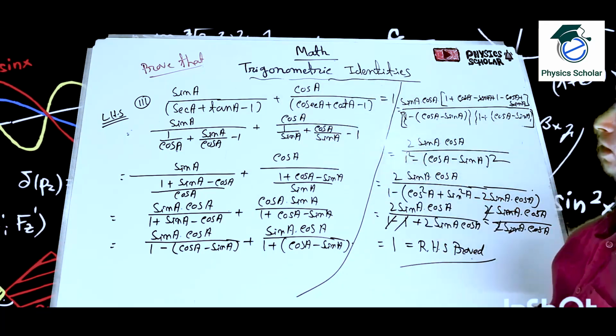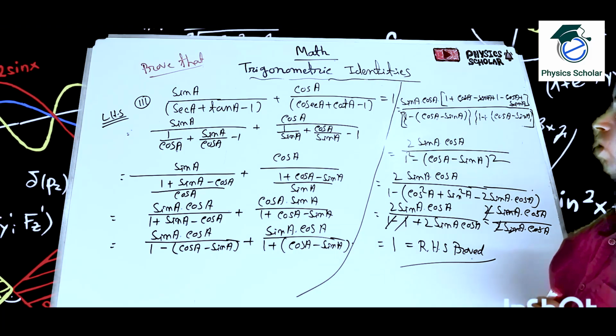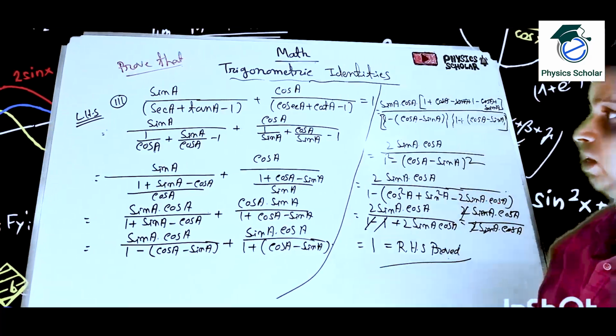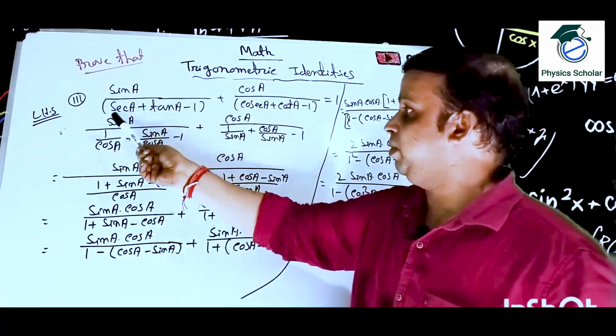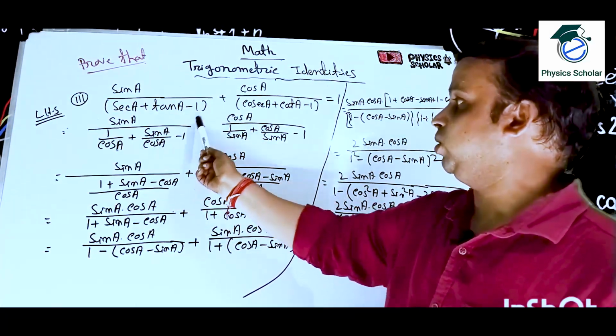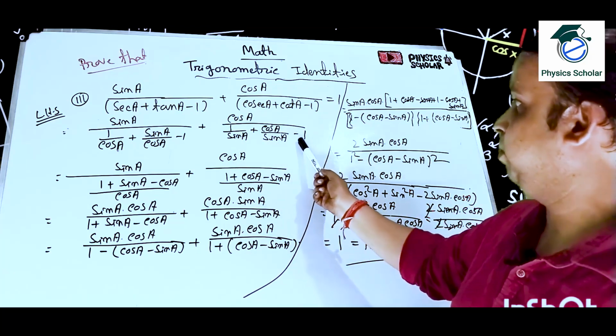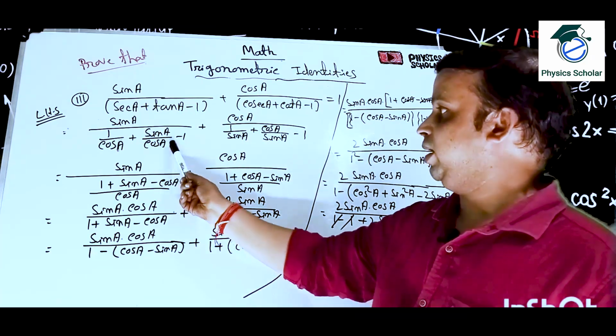Sin A divided by sec A plus tan A minus 1, plus cos A divided by cosec A plus cot A minus 1, is equal to 1. Okay. So now what is that? Sec A means 1 by cos A and tan A means sin A by cos A. So we are writing this, and cosec A means 1 by sin A and cot A means cos A by sin A, minus 1. Clear?